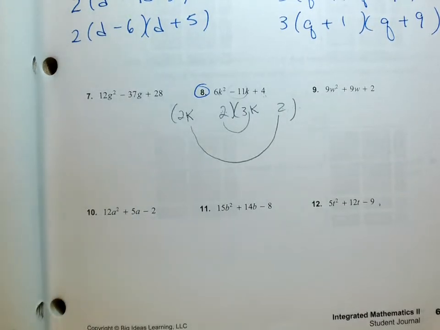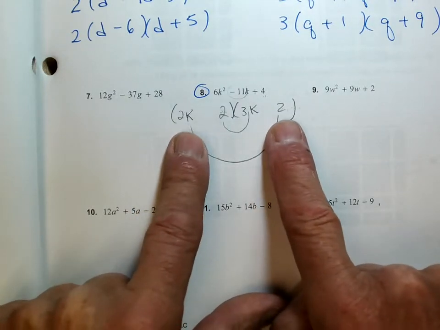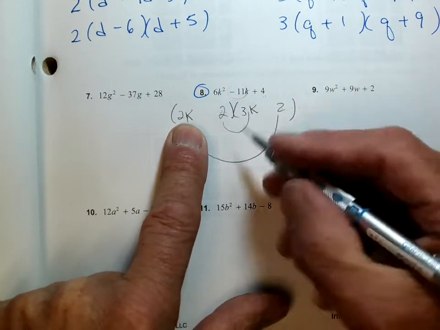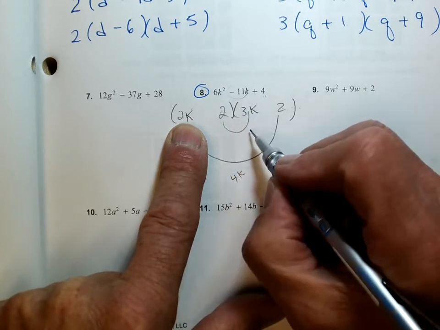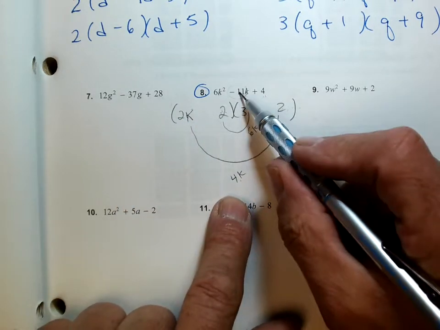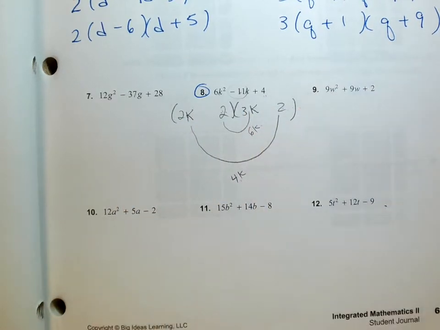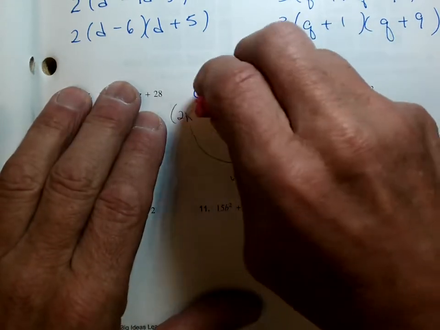Now, let's check it out. You guys watching? This makes a 4k, right? This times this makes a 6k. Do these two make an 11? Darn it! So what I have to do is erase and try again. So I'm trying 2 and 2, and 2 and 2 didn't work.